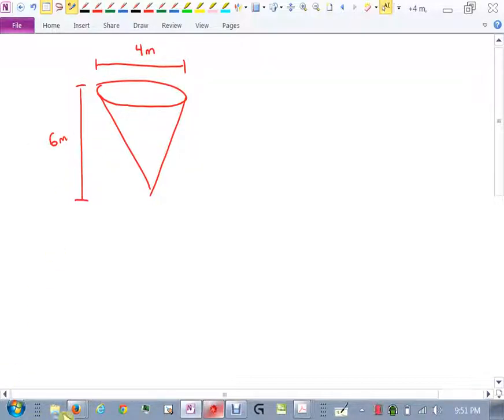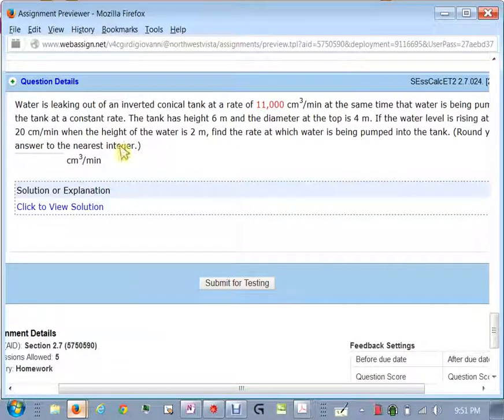So 6 meters, and the diameter all the way across is 4 meters. What's happening is I've got water leaking out at a rate of 11,000 cubic centimeters per minute. Now notice, centimeters, meters, centimeters, meters, and then meters here. So we have to be really careful right now to convert properly.